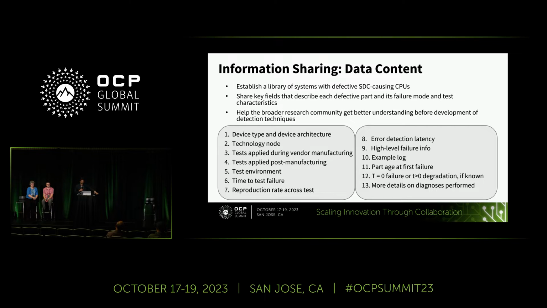tests, right? And so there's a number of different fields that we've put into the initial information sharing framework. Device type and device architecture, whether it's a CPU or GPU, what's the ISA, what's the technology node or nodes that part was manufactured on, what tests were applied during manufacturing, and so on, right? I'm not going to read through all of this, but I will just say that the collection of people from all of the companies that Rob mentioned working on this problem have agreed that this is a good baseline set of information. It's a necessary set of information that people need to know in order to reason about a defective part. Okay.